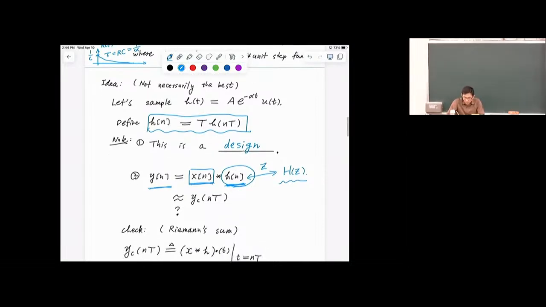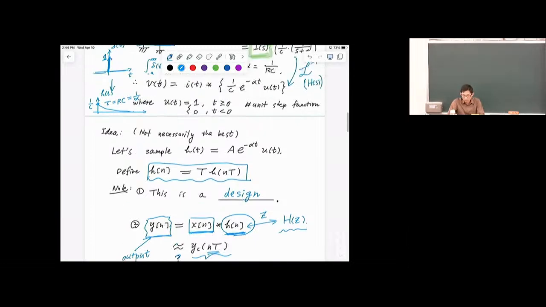But now the question is, when the resulting system produces an output, does the output resemble the actual output, the desired output that we want to simulate? Does the output resemble the output sampled at integer multiples of T?